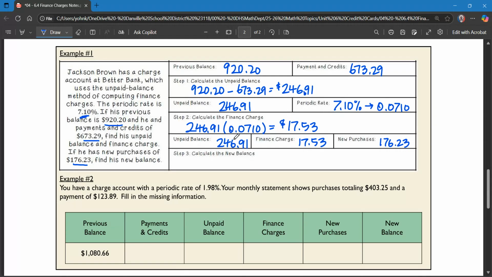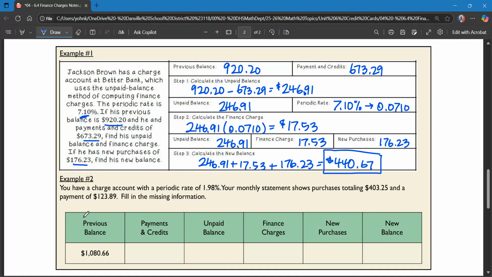Your new balance is when you take your unpaid balance, you add your finance charge, and you add your new purchases. So $246.91, add the $17.53, and add the $176.23. That gives you a new balance of $440.67. And if he doesn't pay it all on time, he'll have to pay interest again on the amount of money that he owes.